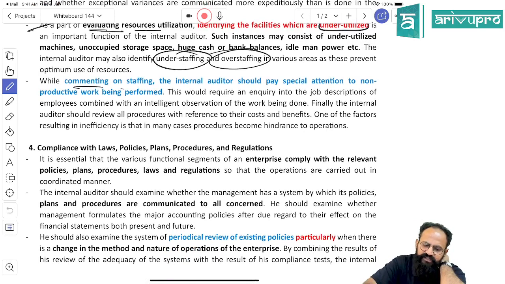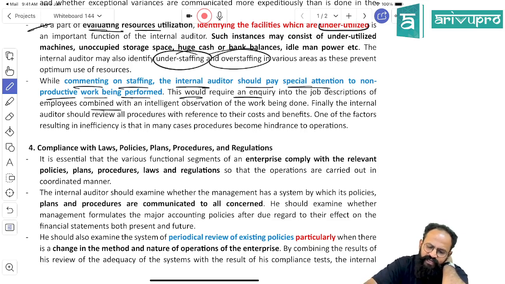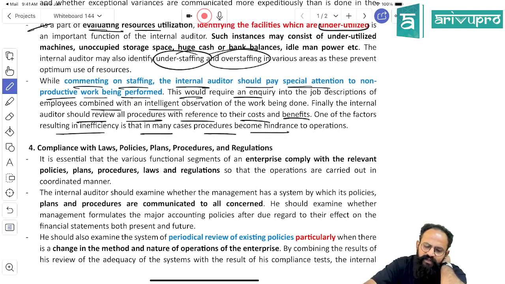While commenting on staffing, the internal auditor should pay special attention to non-productive work being performed. This would require an inquiry into the job description of the employees combined with an intelligent observation of the work being done. Finally, the internal auditor should review all the procedures with reference to their cost and benefit. One of the factors resulting in inefficiency is that in many cases procedures become hindrances to operations.